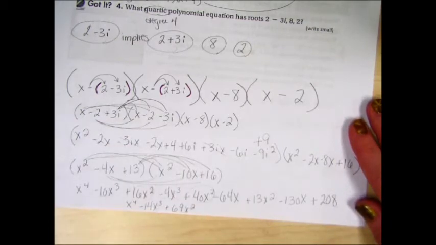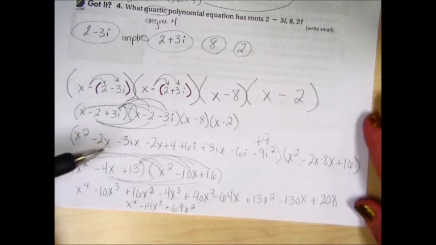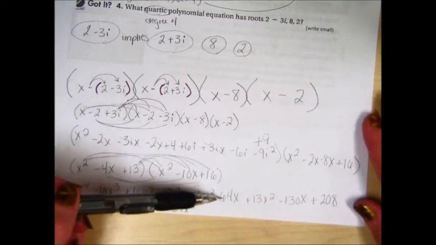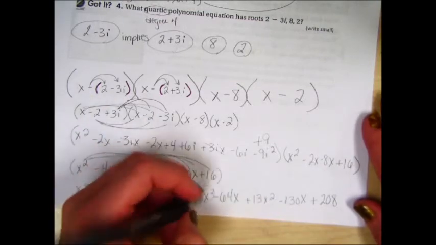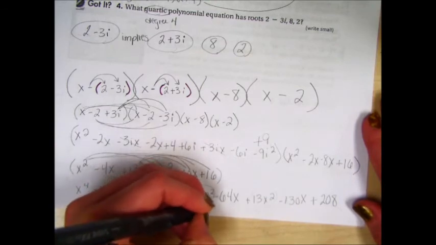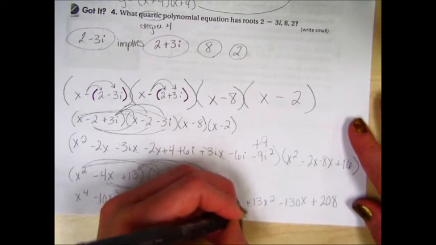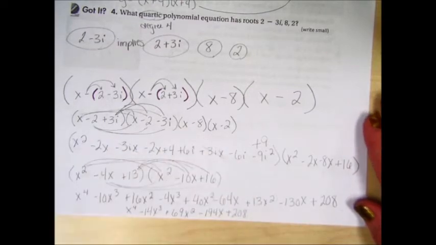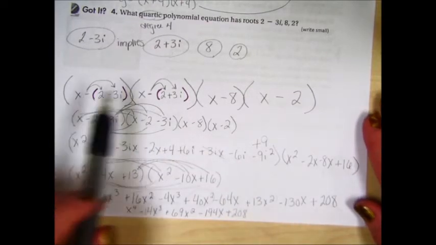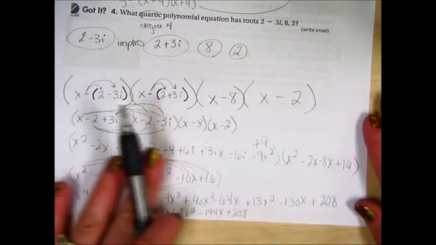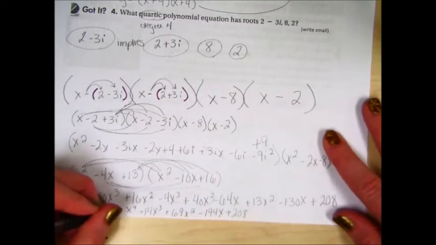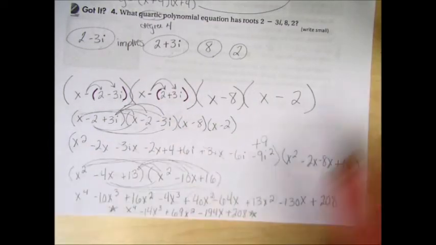And then you look at your x's. You will get a total of 194 because you have the negative 64 and the negative 130. So negative 194x. And then last but not least is your constant of 208. And that is how you take different answers. You have to FOIL them all together, but then you'll get the original polynomial that they came from.